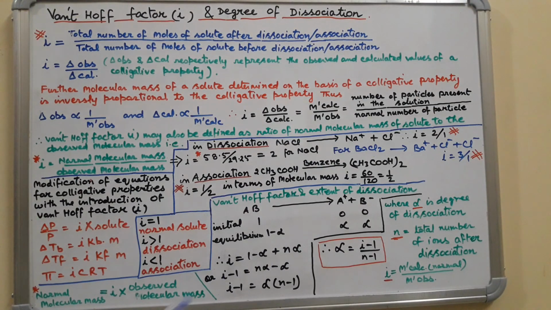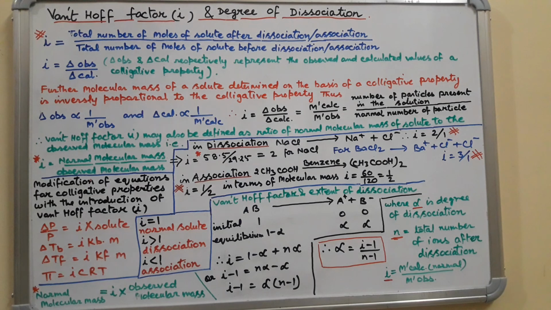Now let's see what happens here. AB is a molecule. Initially the number of moles is 1, and the number of moles of A plus and B minus initially is 0 and 0. Now after the dissociation at equilibrium, alpha moles are dissociating here. So what is left? 1 minus alpha is left here, and alpha moles have already dissociated. So how many moles are being made here? Alpha of A plus, alpha of B minus. Now here, what is this n? n is the total number of ions after dissociation.